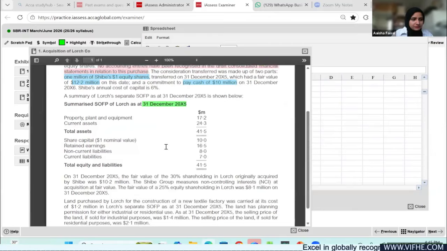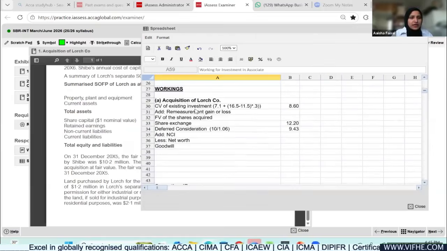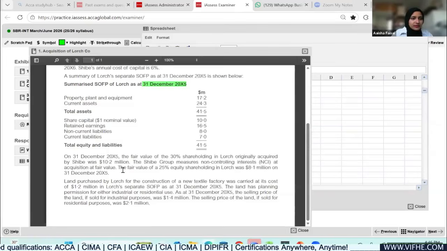So proceeding. On 31st December 20x5, the fair value of the 30% shareholding in Lorch originally acquired by Shibe was 10.2 million. You'll remember that we have to conduct a fair value exercise for the existing shares. So carrying value of the existing shares is 8.6, but I need to take the fair value. Fair value is 10.2 million.